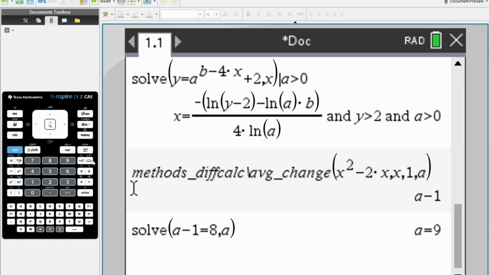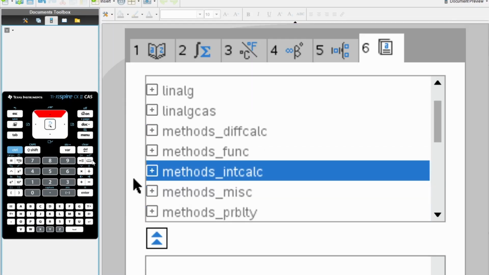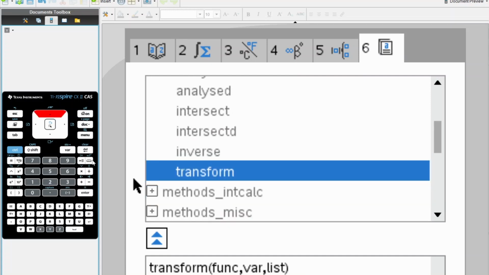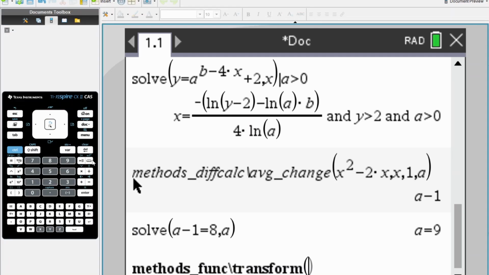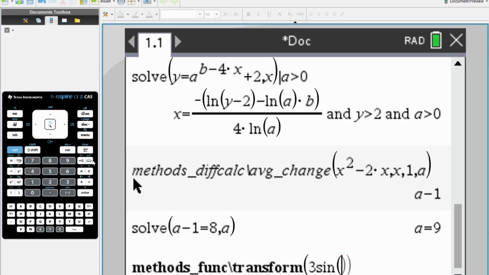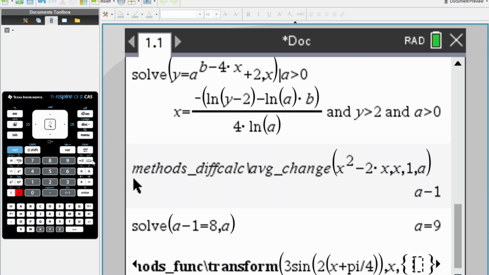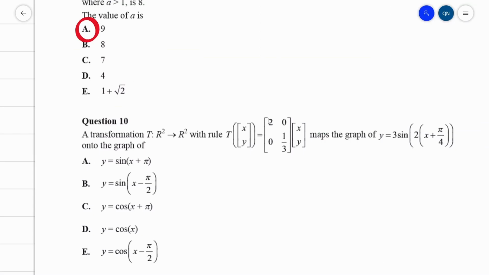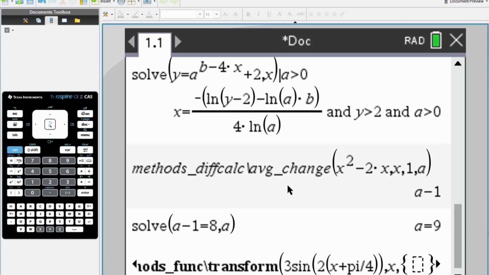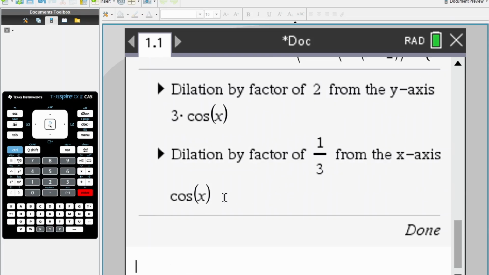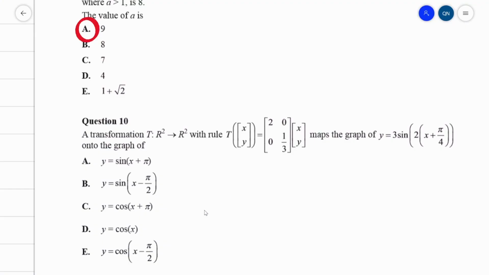Luckily, there's a nice program that does that called transform, and I'm supposed to be writing a bunch of other transform programs. At the moment, there's this one transform program which is transform your function, but how does this work? It's 3 sine of 2 and then x plus pi on 4, and then we'll do comma x as the variable, and then we'll give a list of transformations. That's just going to be 2x and then a third y. 2x comma a third times y. That gives us just cosine. That's going to be D.